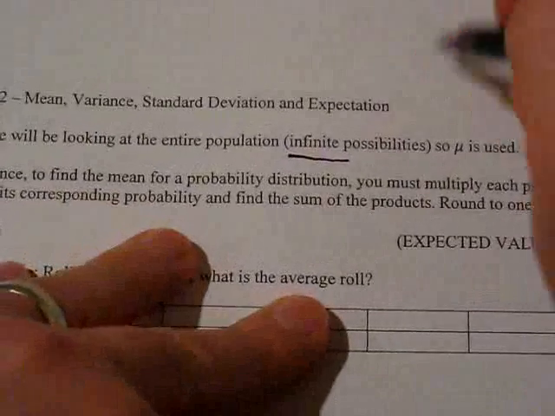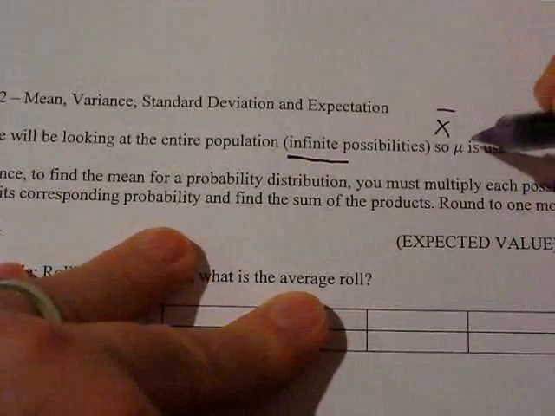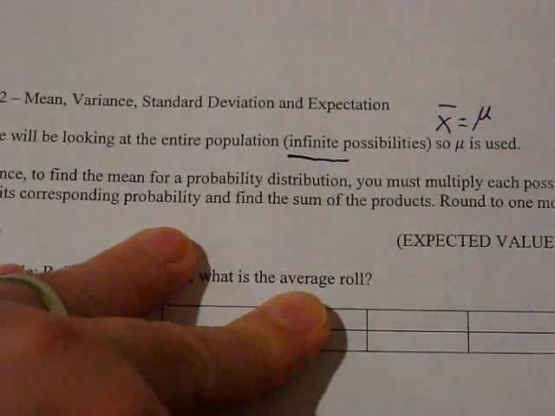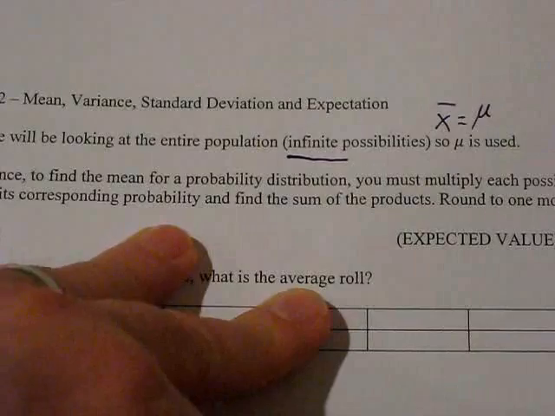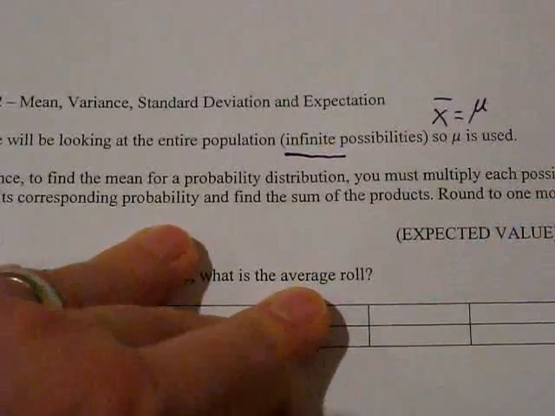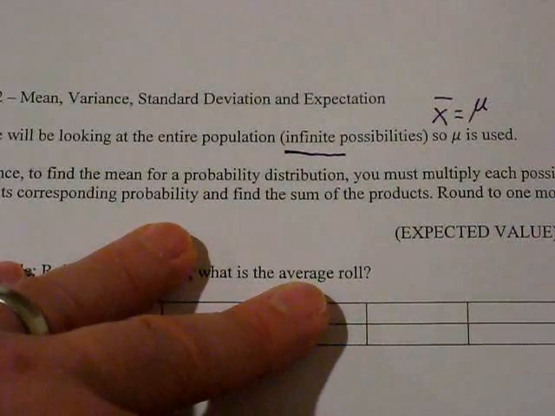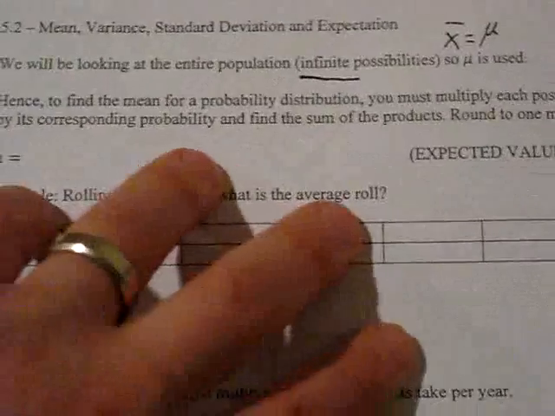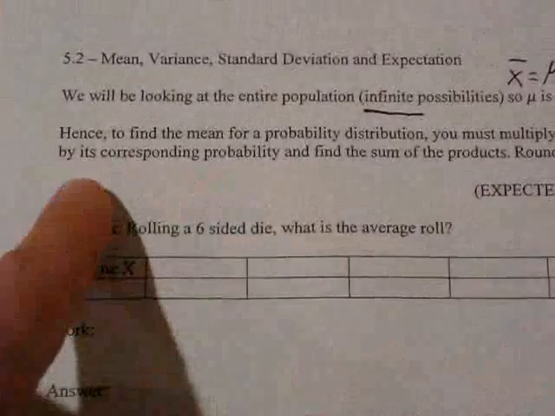Now, instead of using the x bar, they're going to be using the Greek symbol mu. So when you see the symbol mu, please understand that that is the term for the average, but the average is out of a set that's infinitely big, or the entire population. So this is copied right from the book, and I'll read this to you.